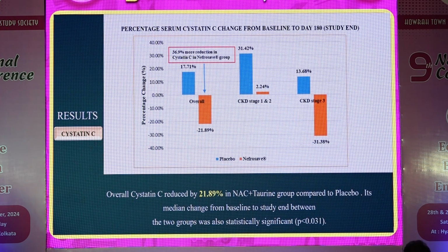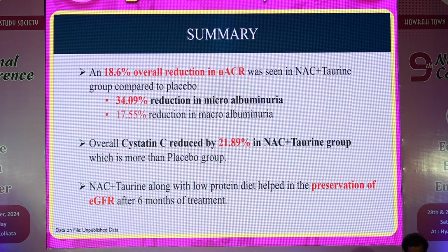We also studied the cystatin C change from baseline to 180 days. We saw in our group that overall cystatin reduction was 21.89% in a NAC-taurine group compared to placebo. Its median change from baseline to study end between the two groups was also statistically significant.